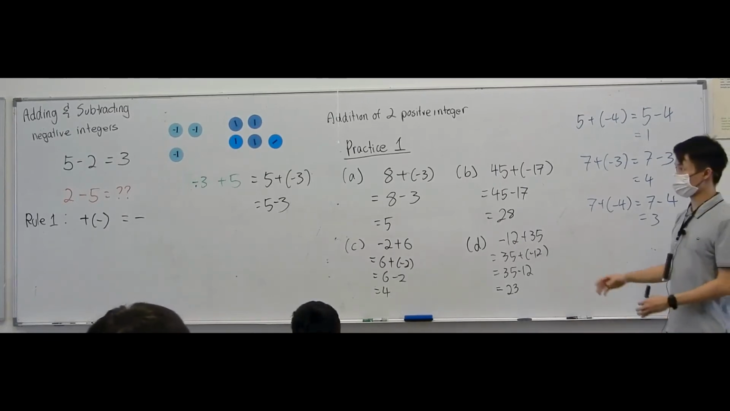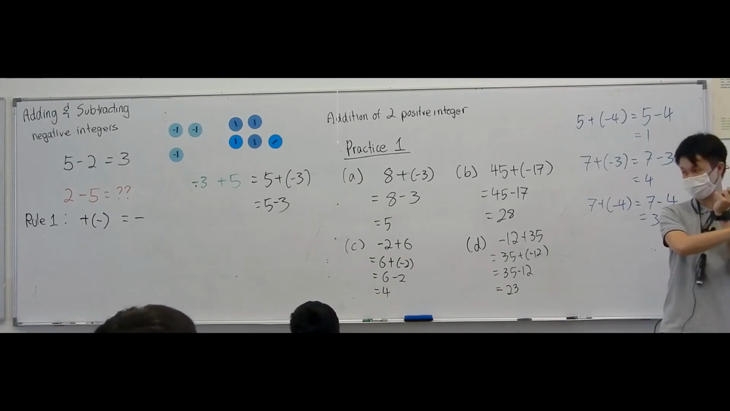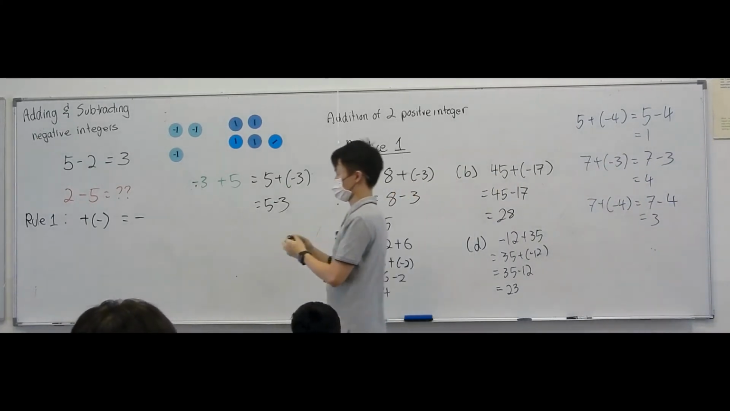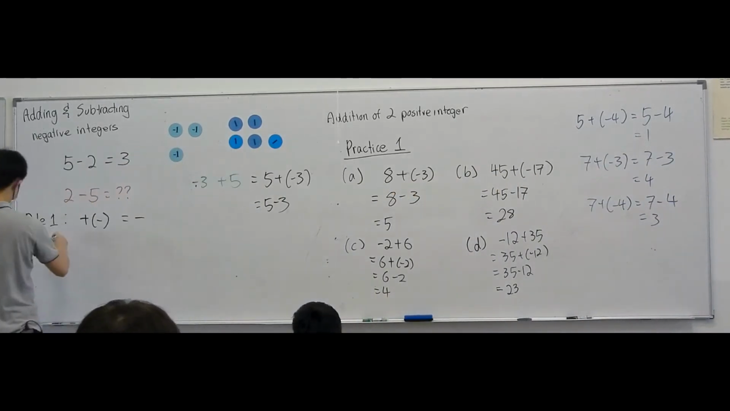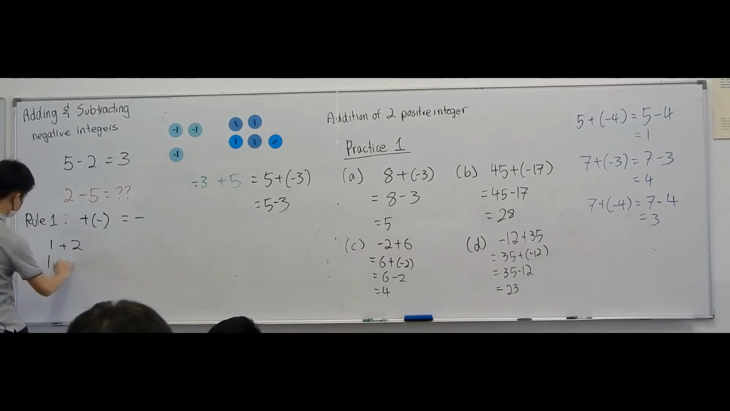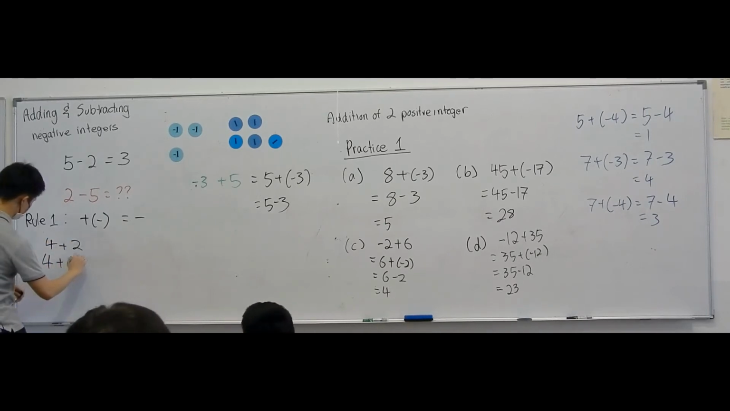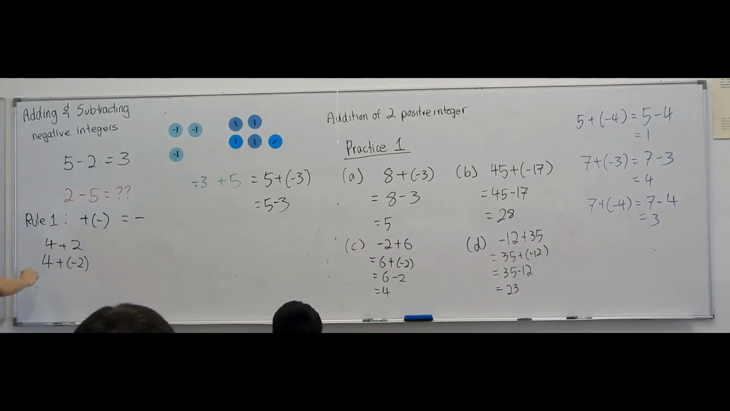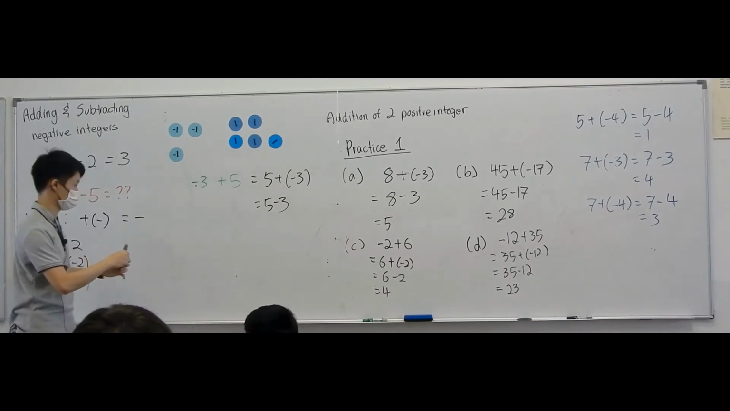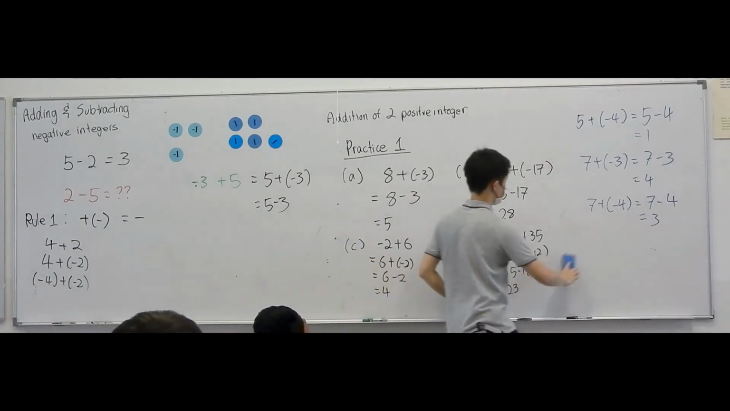Now, just now we added 2 positive integers, right? Yes. Okay, so we had 1 plus 2. We have 4 plus negative 2, right? Now, what happens if it's negative 4 plus negative 2? Okay, this is something we will look at now.